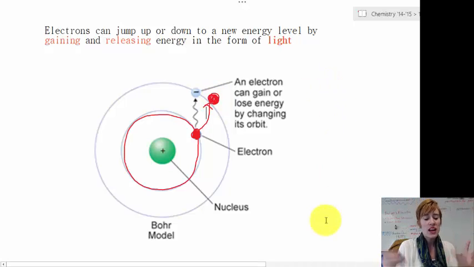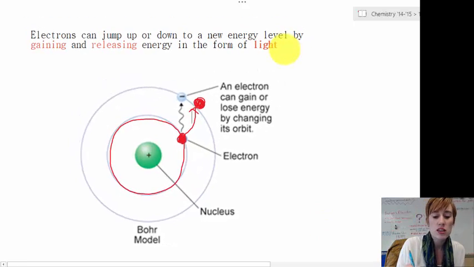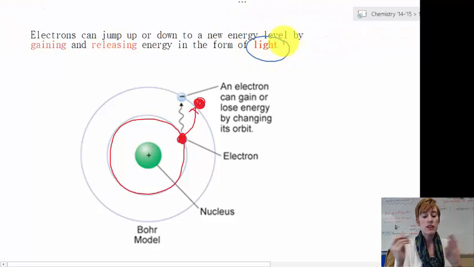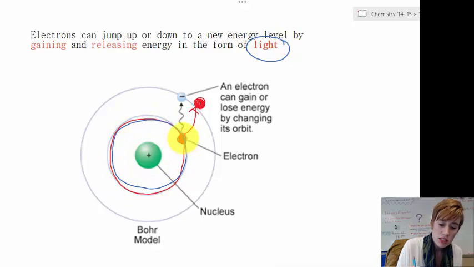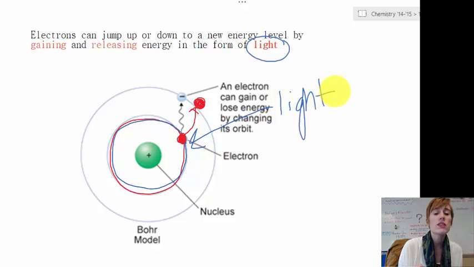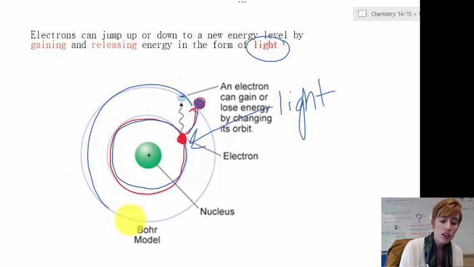Okay, so how do electrons gain or release energy? They're going to gain or release energy in the form of what we know as light. Okay, so if this electron that's existing right now in this lower energy level was to gain light energy, then all of a sudden it has more energy. So guess what? It can't exist on its low energy orbit, energy level. It has to move now, jump upward onto a higher energy level.